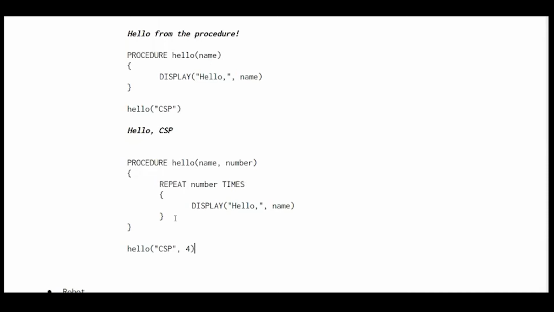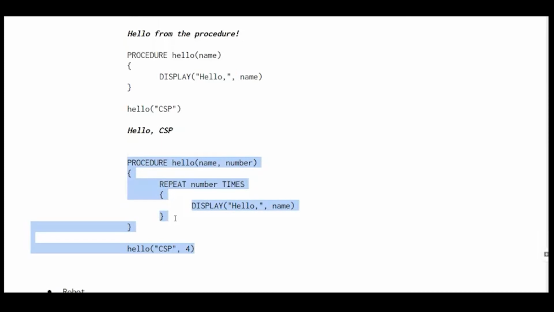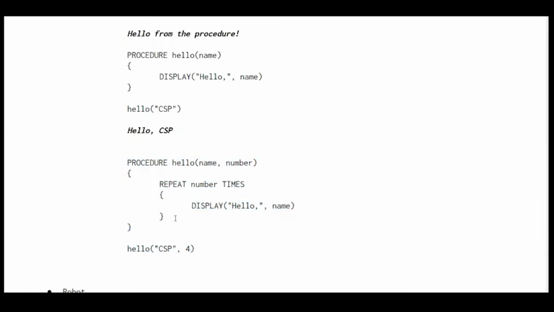What's going to be outputted when you run this? This whole thing is the code for this particular procedure. You run that, it's being called here. This is where it's called. The output would be hello, CSP, and then it's going to print that out 4 times with a space. And that would be the output for that one.